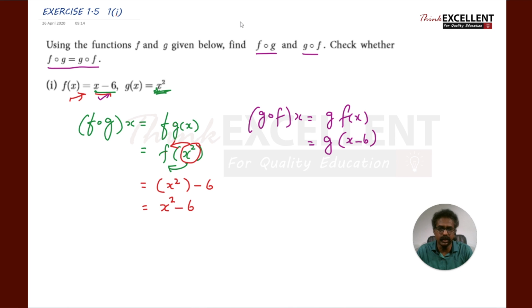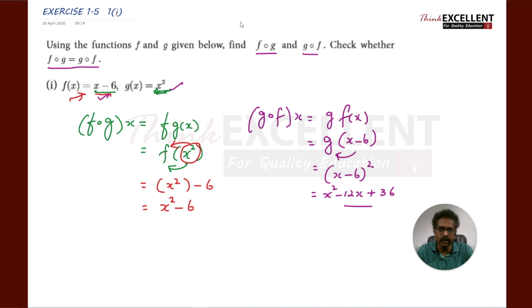This X minus 6 is substituted in G. What is G of X? G of X is X square. Instead of X, you write the value. What's the value? X minus 6. So X minus 6 the whole square. You know how to expand it. This is A minus B the whole square. What is A minus B the whole square? A square minus 2AB. So 2 into 6, 12. So 12x plus B square. What is B square? 36.